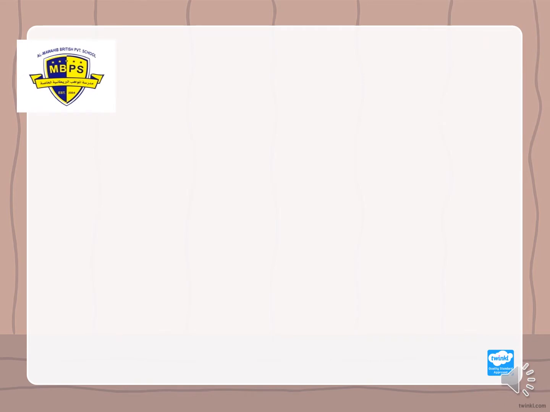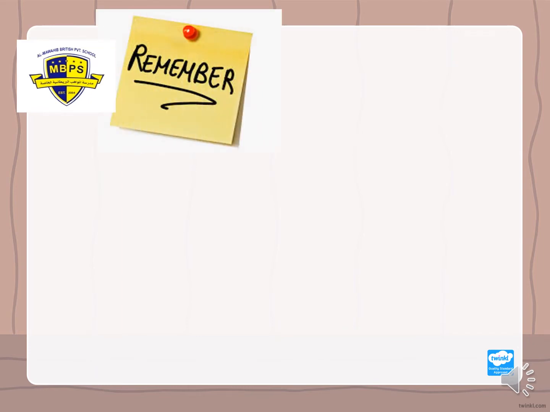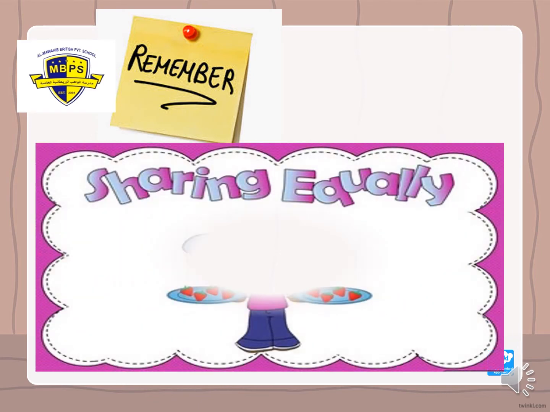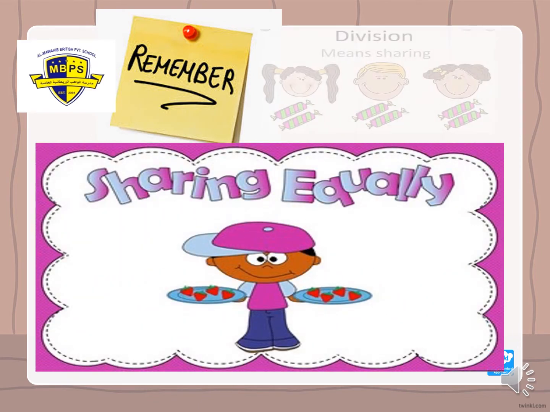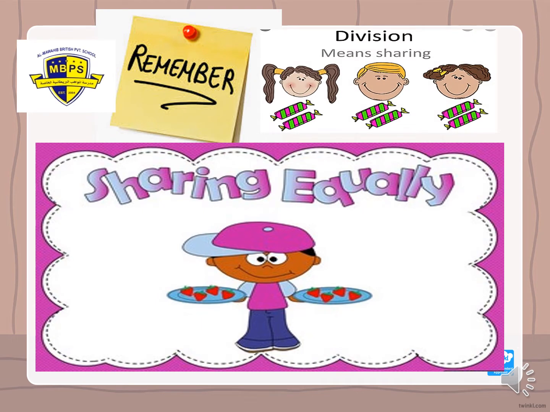Before we start our new lesson for today, let's recap what we have learned in the previous lesson. Do you remember sharing equally? Look at this picture. I shared 6 sweets among 3 children, and I gave 2 sweets for each child. So division means sharing equally.